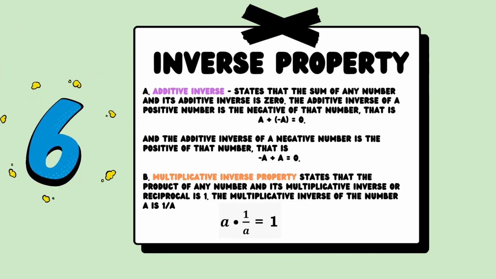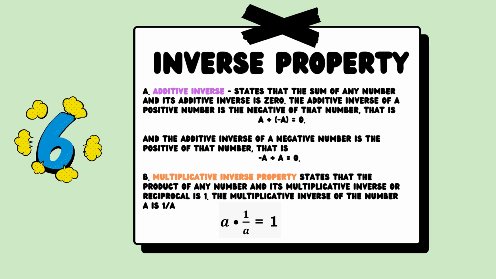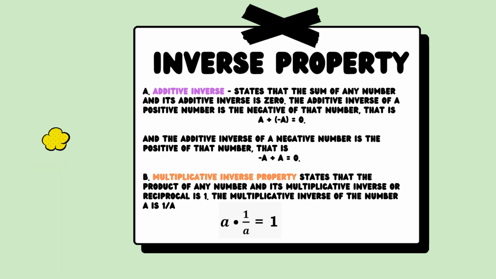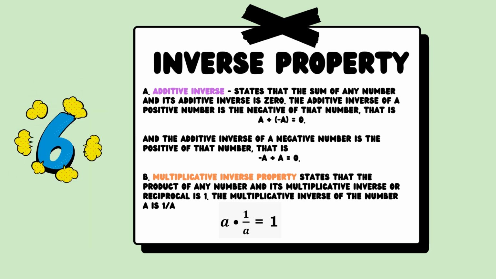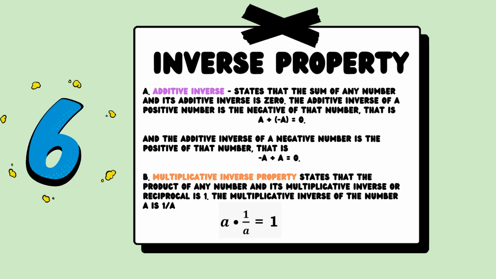The last one, wow, inverse property. So we have additive inverse, which states that the sum of any number and its additive inverse is 0. The additive inverse of a positive number is the negative of that number. So for example, you have A, the additive inverse of that is negative A. For multiplicative inverse, it states that the product of any number and its multiplicative inverse or reciprocal is what? The multiplicative inverse of the number A is 1 over A. So for example, A times 1 over A is equal to 1.